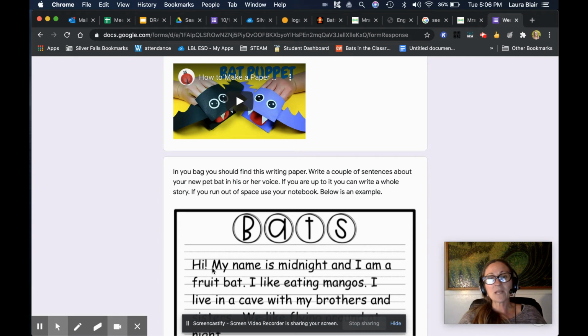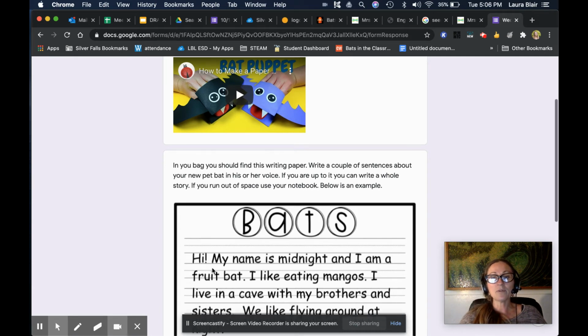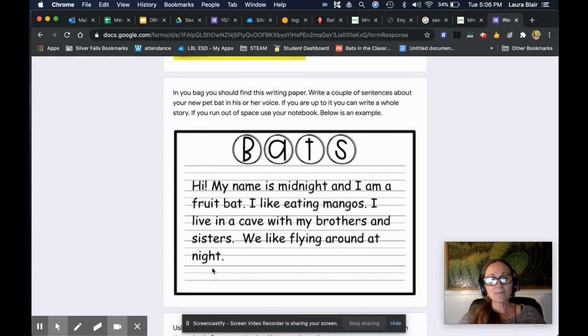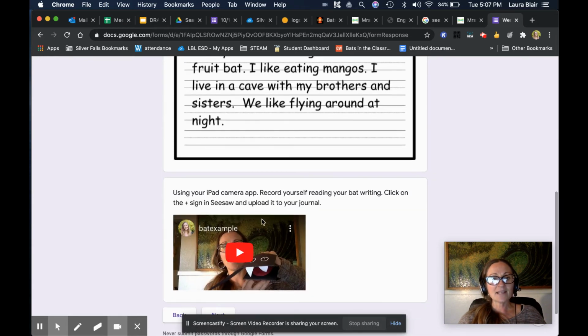Write as much as you would like. If you run out of space, use your notebook, and below is an example. So my little bat pet: hi, my name is Midnight, and I'm a fruit bat. I like eating mangoes. I live in a cave with my brothers and sisters. We like flying around at night. So something like that.